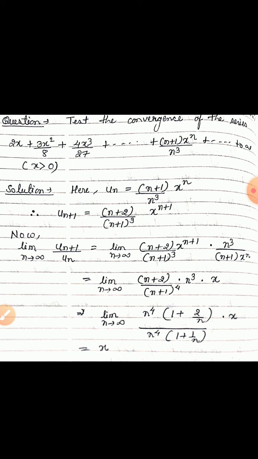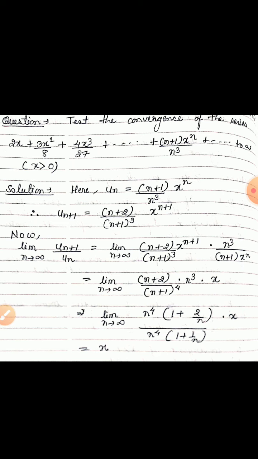So there is an example. Test the convergence of the series 2x plus 3x square by 8 plus 4x cube by 27 plus so on. The next term is n plus 1 x to the power n by n cube, and so on up to infinity. Here x is greater than 0. Just write the nth term u_n, which is n plus 1 by n cube into x to the power n.